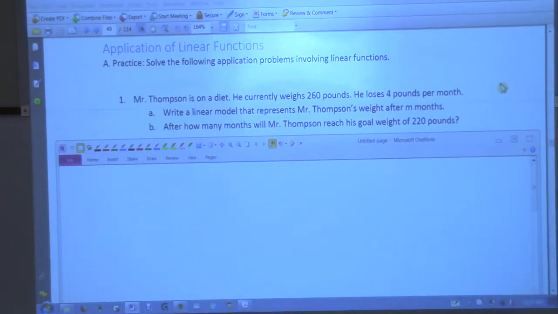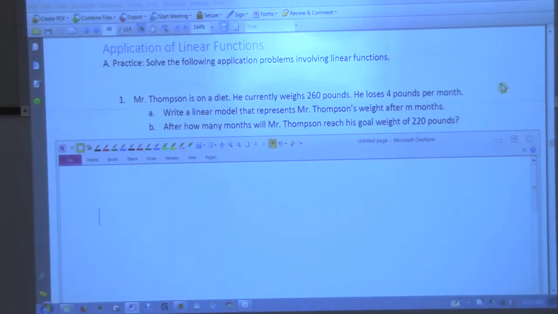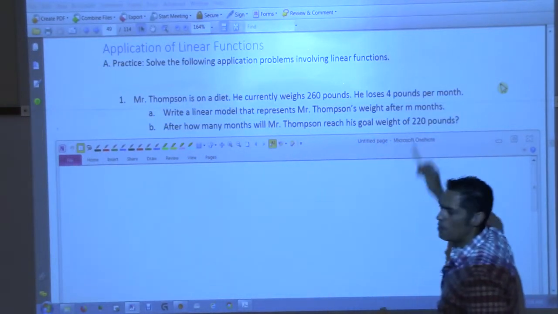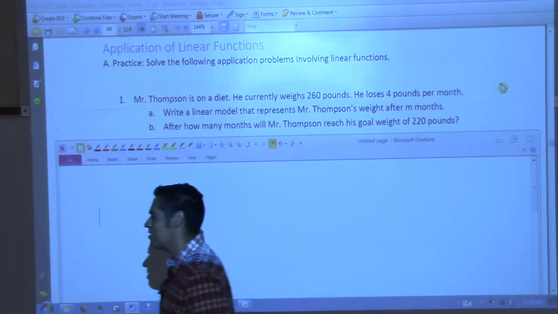The first thing asked is to write a linear model that represents Mr. Thompson's weight after m months. So what are y'all thinking over there? You're trying to come up with a linear model, something that represents his weight after a certain number of months.